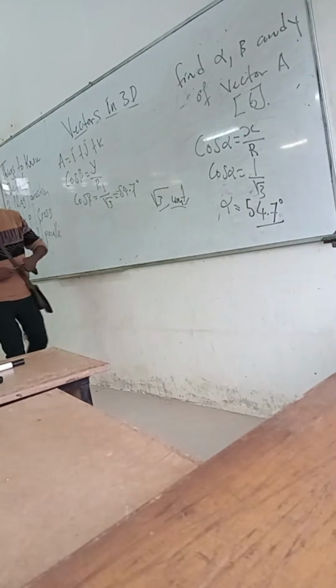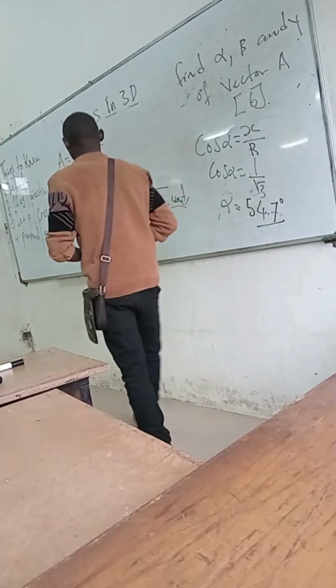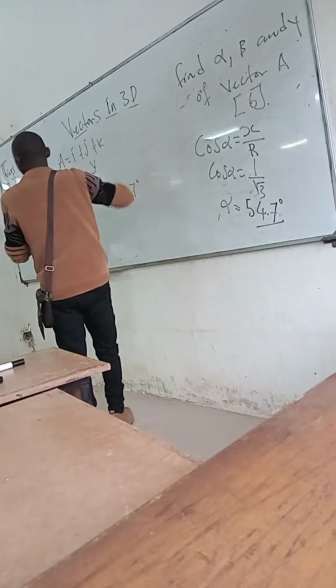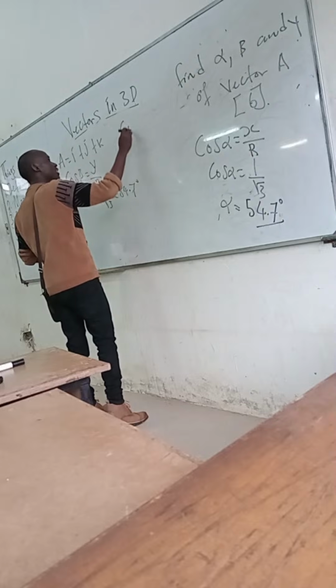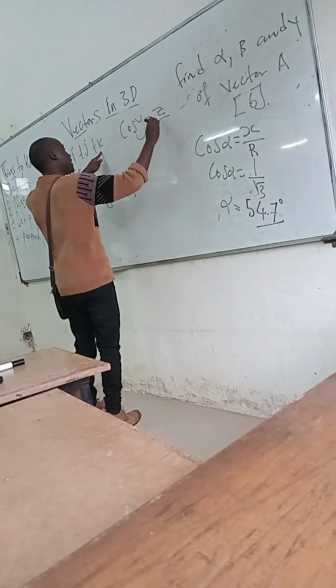Now we go to gamma. How do you find gamma? You get the component of z. So cos gamma equals the component of z divided by the magnitude.